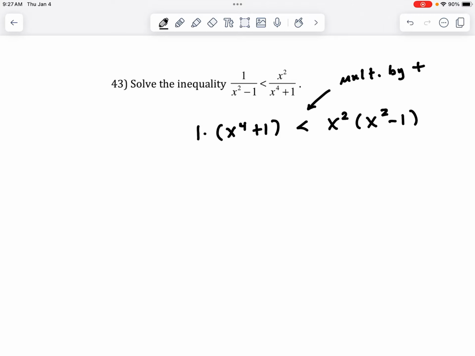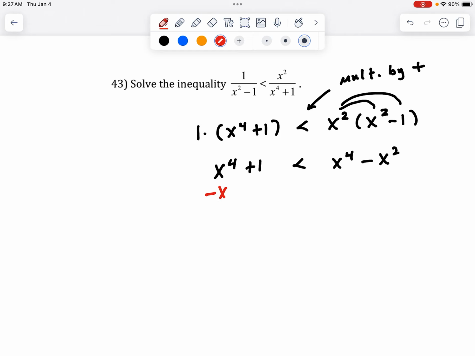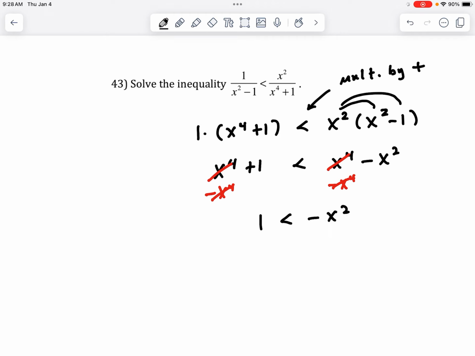Here, if I multiply by a positive, then the inequality stays the same. And then I get x to the 4th plus 1 less than, over here, distribute. There's going to be x to the 4th minus x squared. And then I could subtract x to the 4th. Now, subtracting or adding does not ever change the inequality. It's only multiplying or dividing by a negative that will change the inequality. So I've got 1 is less than negative x squared. And then I could add x squared to both sides, changing it to a positive x squared on the left side.